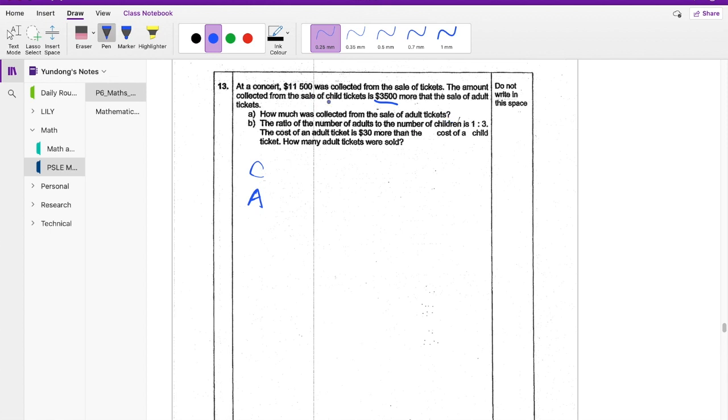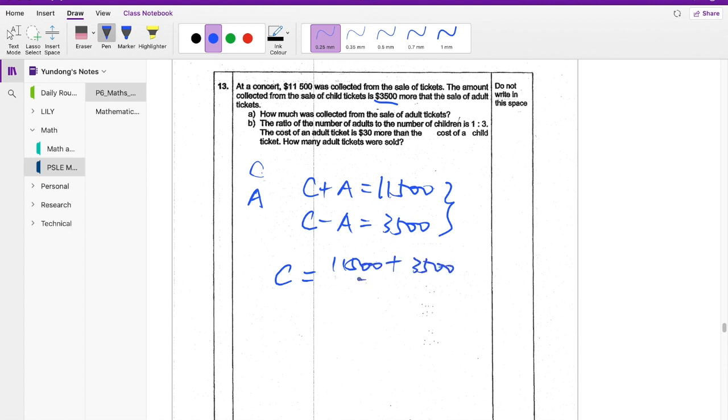Okay, this is very, very interesting. We see that, firstly, the total equals 11,500, right? And the sales of child tickets is more than adult. The child minus adult equals 3,500. So normally with this type, if you know the sum and the difference, the larger number equals the sum plus the difference, divided by 2. You see, if we add, this side will be removed and we have 2c equal to the sum. So 1c equals the sum divided by 2, right?